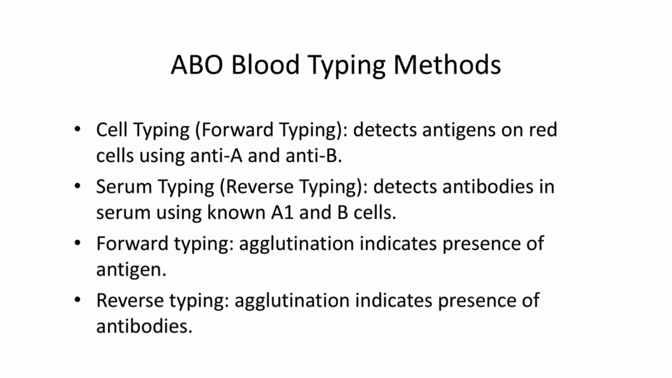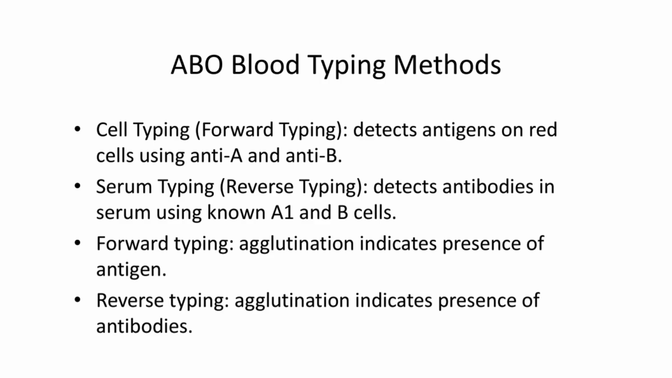ABO blood typing. Blood typing within the ABO system involves two complementary approaches: cell typing, also known as forward or front typing, and serum typing, also referred to as reverse typing. These methods help determine an individual's blood type by identifying the presence or absence of specific antigens and antibodies.